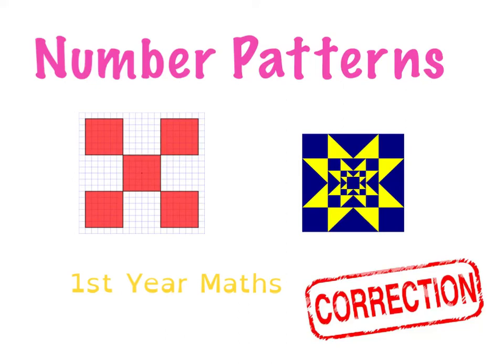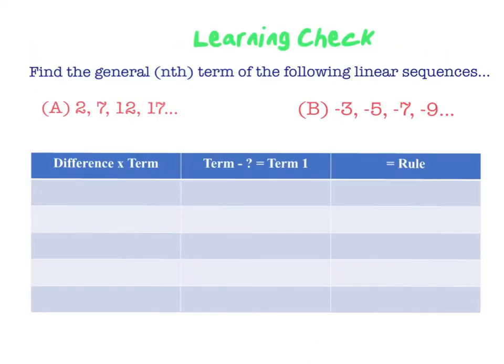So this video is going to explore task 1 and some corrections and additional tasks for Monday. We have to find the general or nth term of the following linear sequences. So the thing is, they're linear, so the change is only occurring once. Now in part A we've positive numbers, in part B we've negative numbers, but we'll deal with that. The difference between 2 and 7 is we're adding 5.